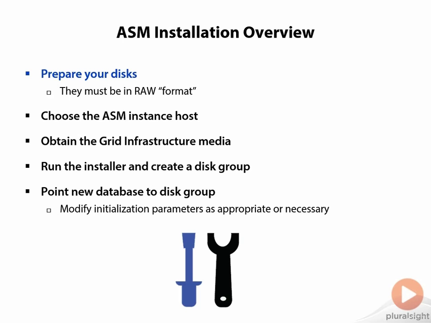First, you want to prepare the disks that will be part of the ASM instance. They have to be in raw format. In other words, they can't have a file system on them already. Of course, you'll have nominated the instance host. I suppose that would be the first step before you prepare the disks, but at any rate, you then want to download the Oracle Grid Infrastructure media from the Oracle Technology Network and unpack the files.